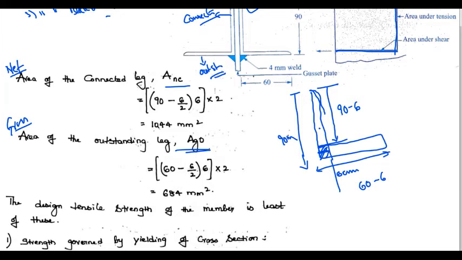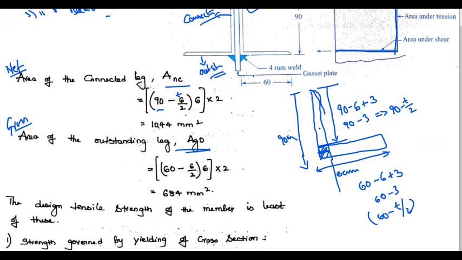Okay, so now additionally there would be 3 mm added here and 3 mm added here. So this would be 90 minus 3, or you can say 90 minus the thickness of the member by 2, and here 60 minus 3, 60 minus t by 2. So that is the reason that we have written here 90 minus t by 2. So this is the length.